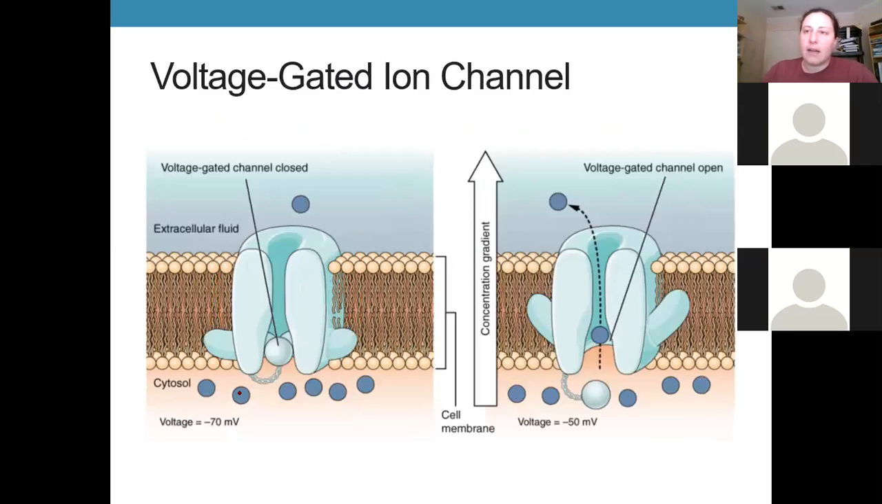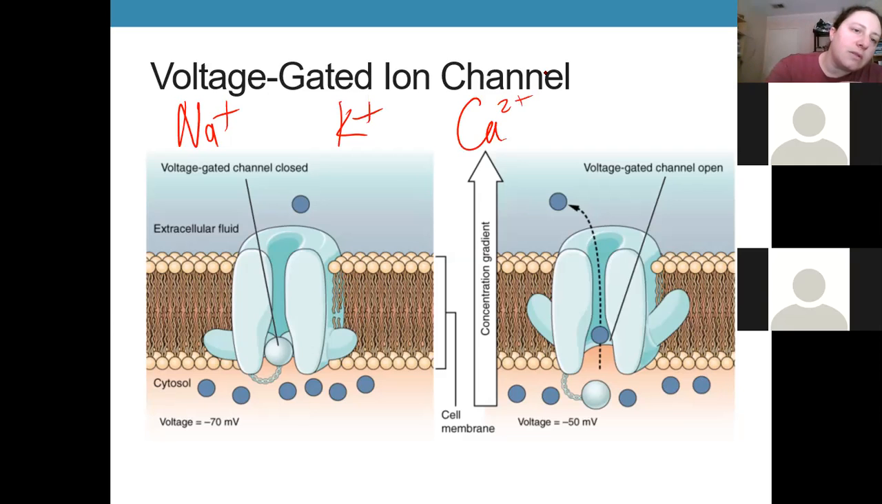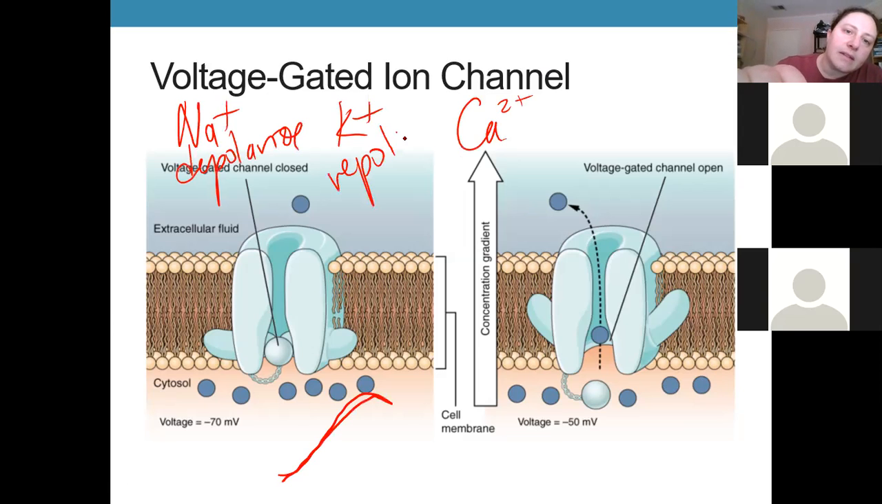As far as voltage gated ion channels, there are three kinds. There's the sodium, the potassium, and the calcium. Sodium gated channels are the ones that open to depolarize the cell during an action potential. Potassium repolarize the cell during an action potential. And then the calcium gated channels are the ones that trigger the release of neurotransmitter in the presynaptic neuron.